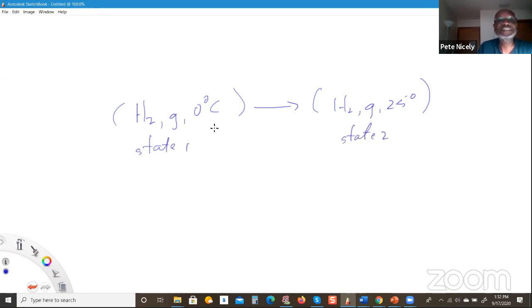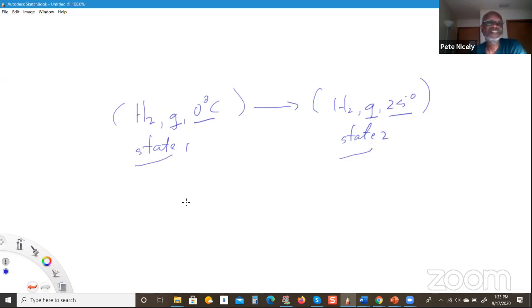Why are they two different states? Simply because the temperature is different, right? Even though they're both gases, right? But because the temperature is different, the hydrogen here is in a different state compared to the initial state here, all right?